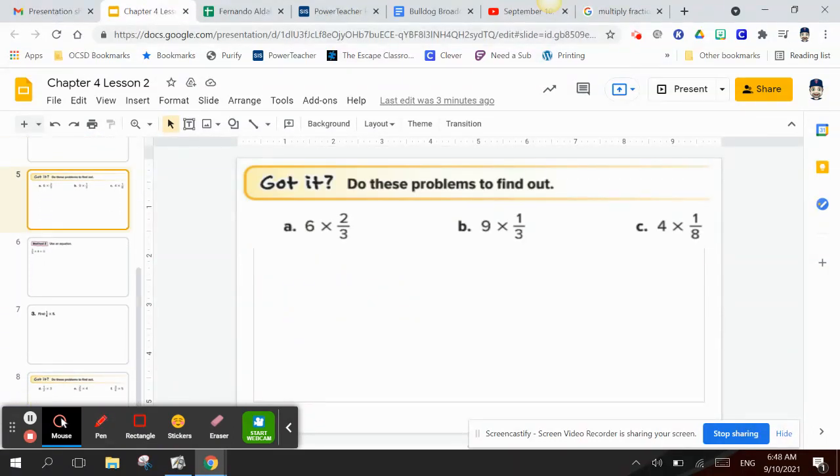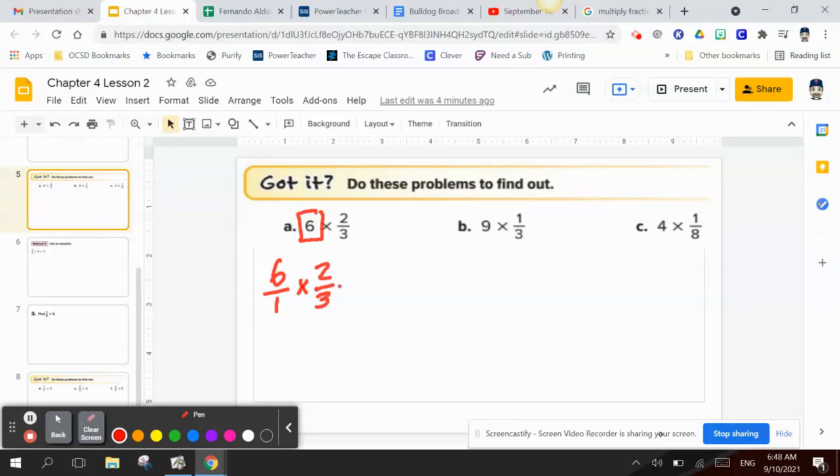So let's look at our got it problems. Letter A, 6 times 2/3. Again, I change 6 to a fraction of 6 over 1 times 2/3. When I multiply, I take 6 times 2, which is 12, and 1 times 3, which is 3. 12 divided by 3 is 4.